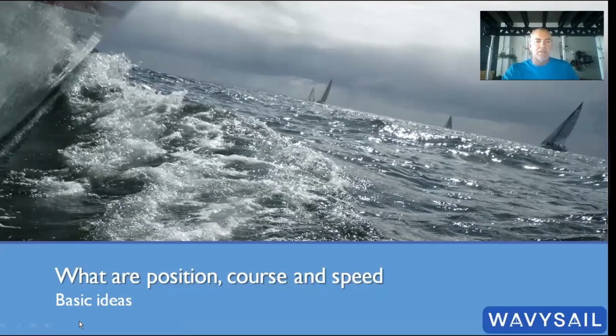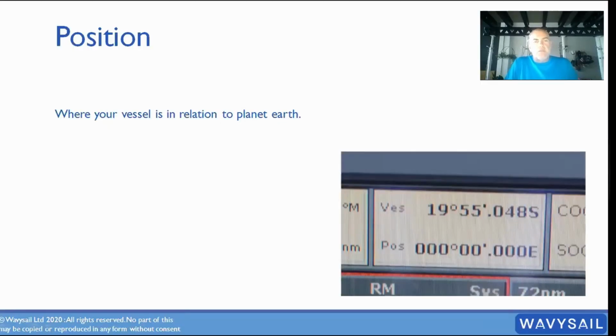So, basics. What are position, course, and speed? What are the basic ideas behind it? Your position is where your vessel is in relation to planet Earth. If you look at the picture here, that is actually a GPS position on Greenwich Meridian, or 0 degrees. So that's crossing Greenwich Meridian, but it's in the southern hemisphere. So it's somewhere in the middle of the Atlantic.